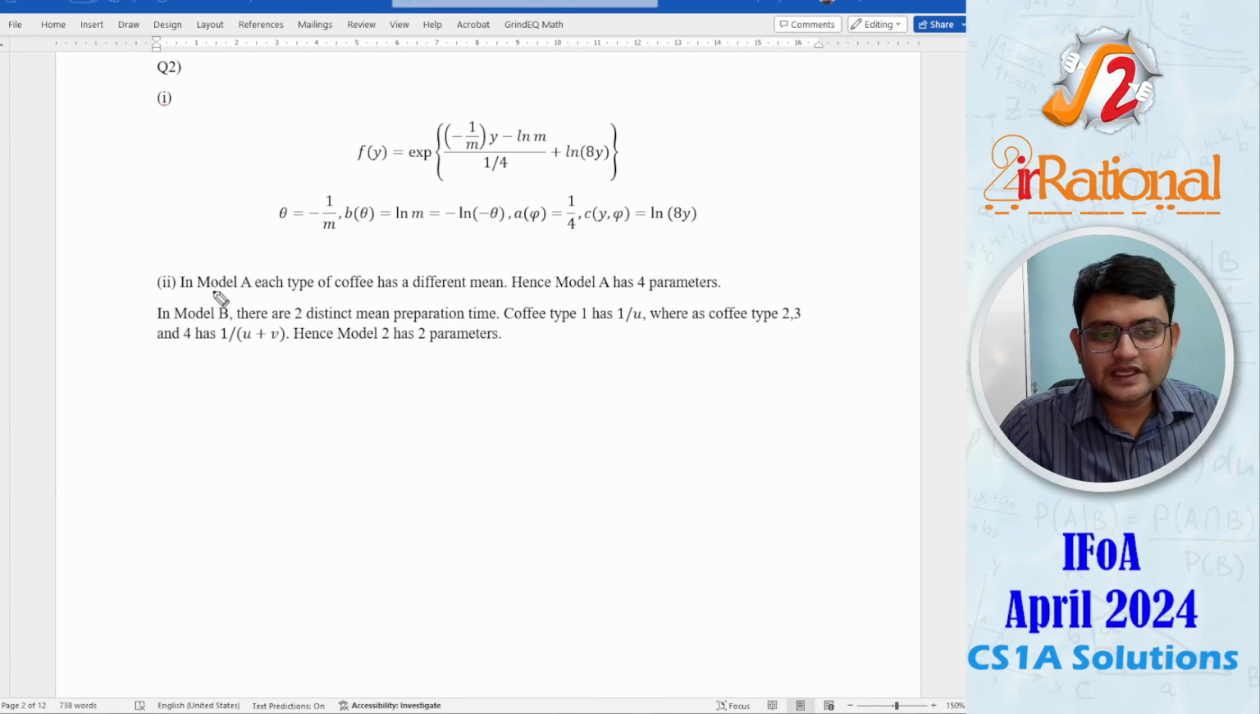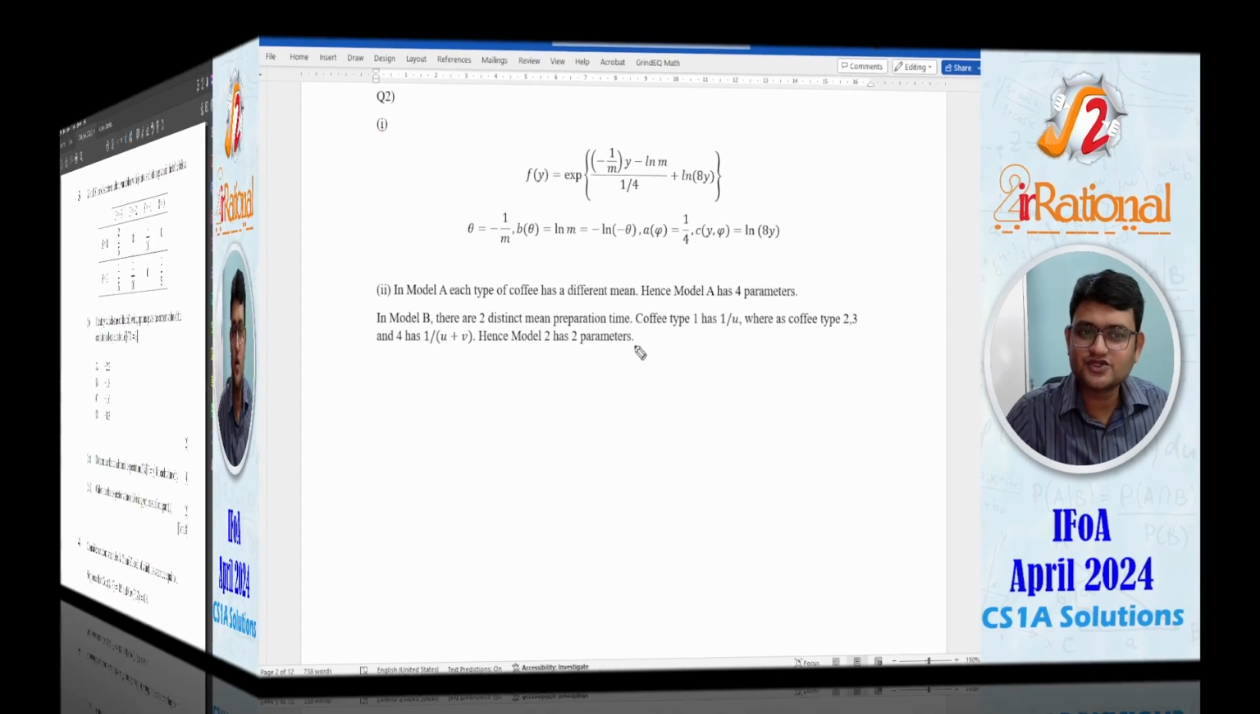So in model A, each type of coffee has a different mean, hence model A has 4 parameters. In model B, there are two distinct mean preparation times. Coffee type 1 has 1 by U, whereas coffee types 2, 3 and 4 have 1 by (U plus V). Hence model B has 2 parameters. Let's go to the next question.